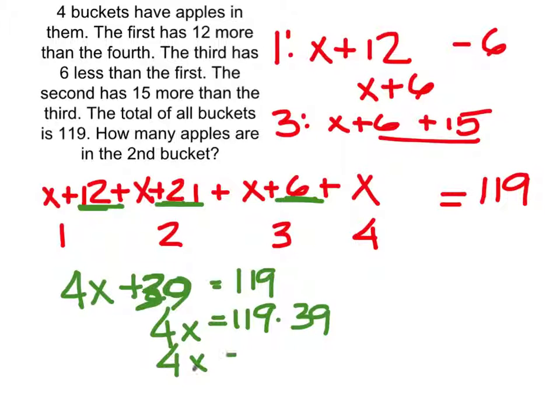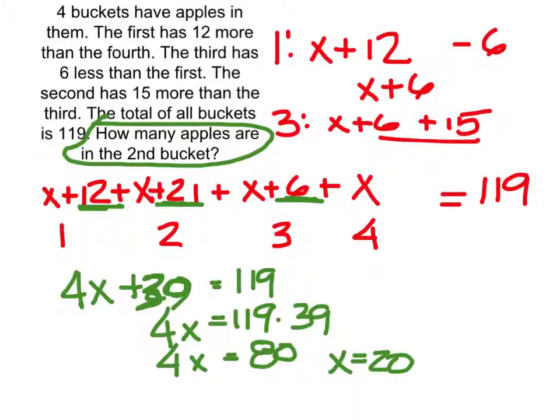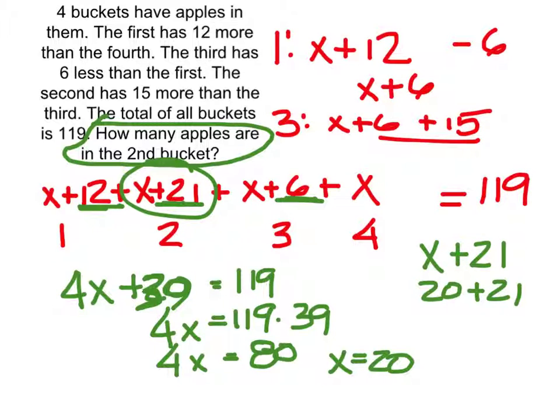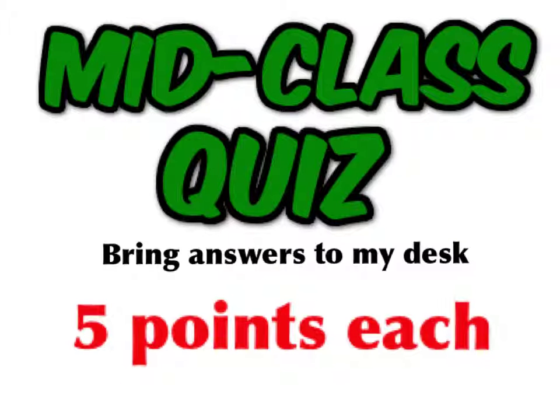So 4x would equal 80. If you divide by 4, you get 20. And the question is asking how many apples are in the second bucket. The second one is x plus 21. So 20 plus 21 is 41. You can't lose points on these. These will just be extra.